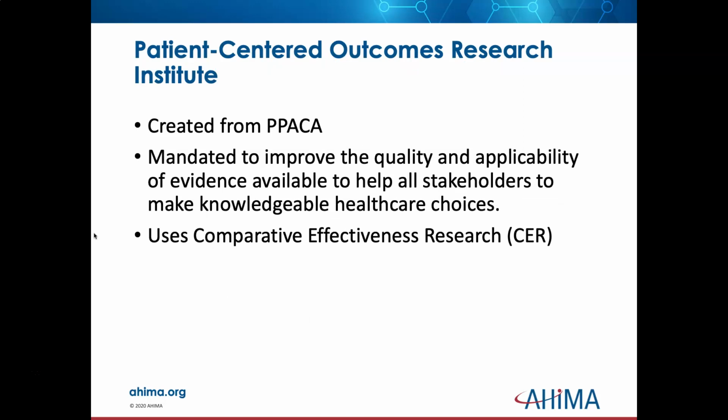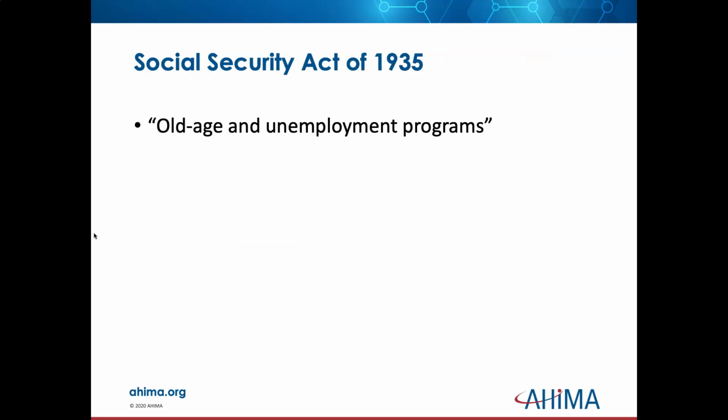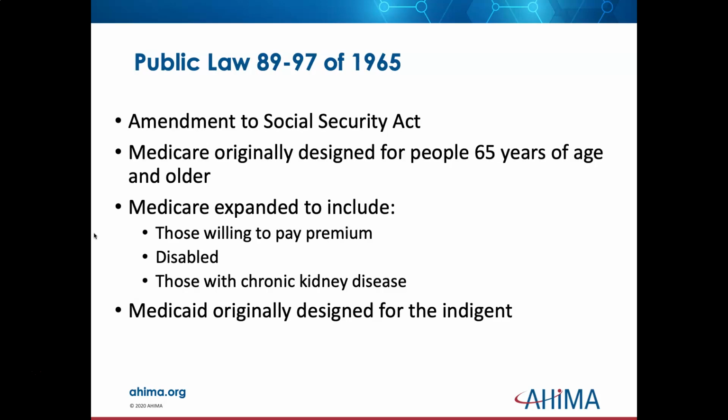There is a Patient-Centered Outcomes Research Institute that is working on using comparative effectiveness research to make knowledgeable healthcare choices. You have the Social Security Act of 1935 looking at old age and unemployment programs. Then you have the Public Law of 1965 that amended that Social Security Act.